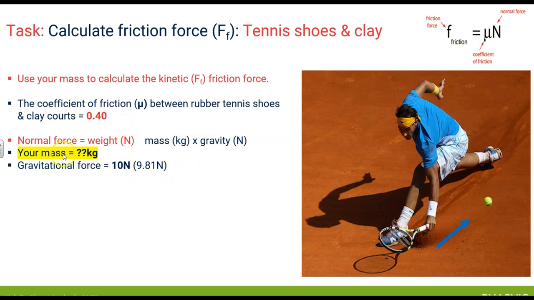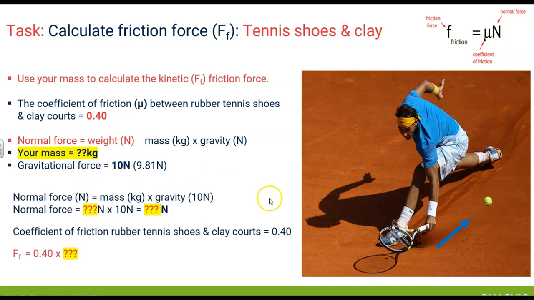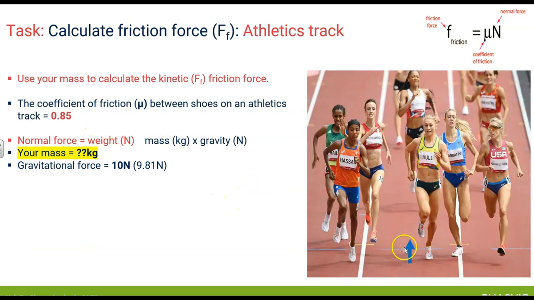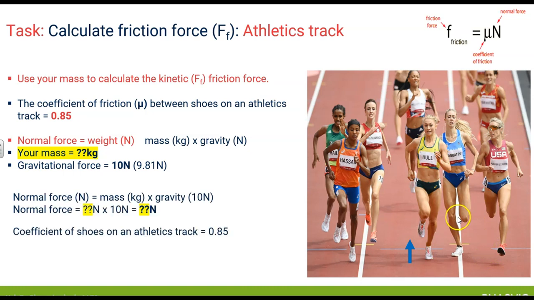And all you need to do is put your mass, or a chosen mass, in there and do the sums exactly the same as we did with Ronaldo. So that's a slightly lower coefficient of friction. For a running track, I found the coefficient between the footwear and the track is 0.85, so there's greater friction, which makes sense because we want good grip on the track to be able to propel us forwards. So again, exactly the same, put a chosen mass value in there.